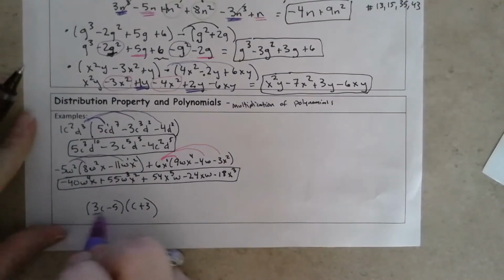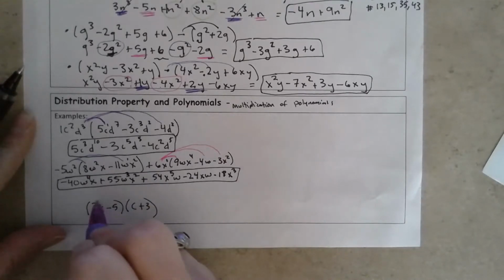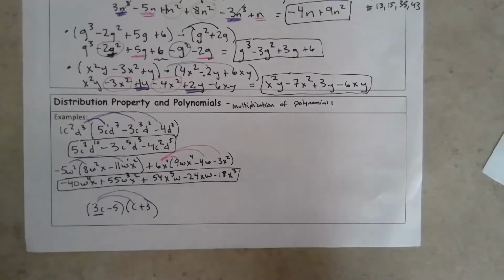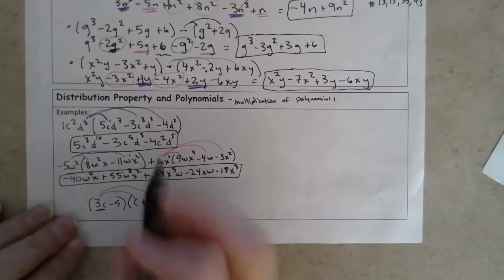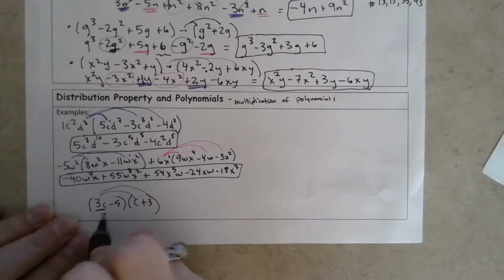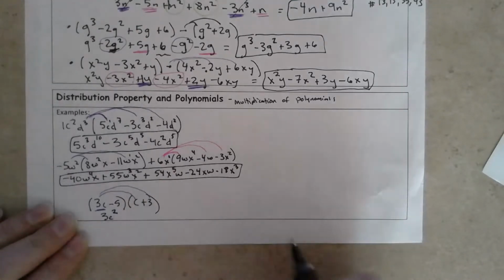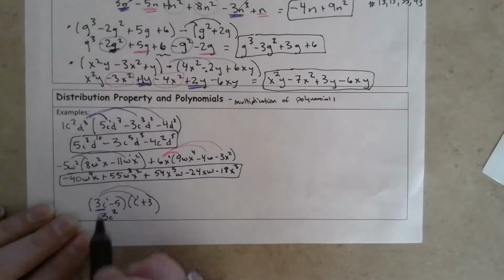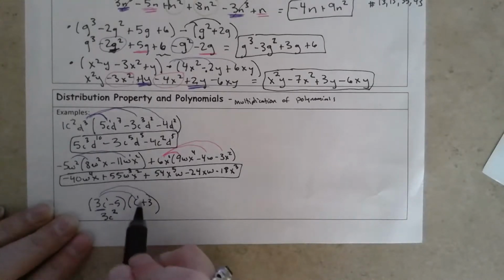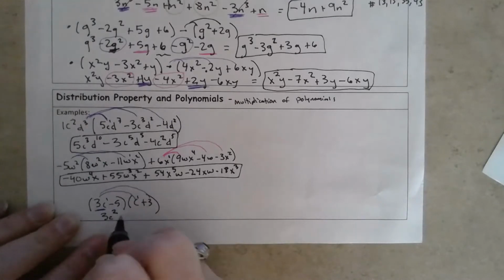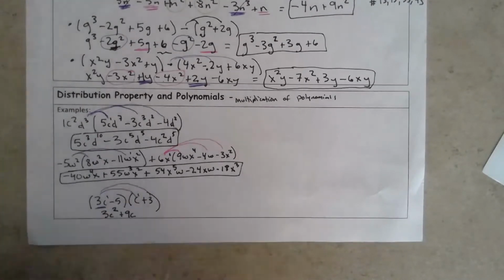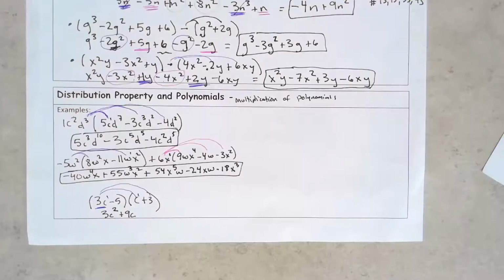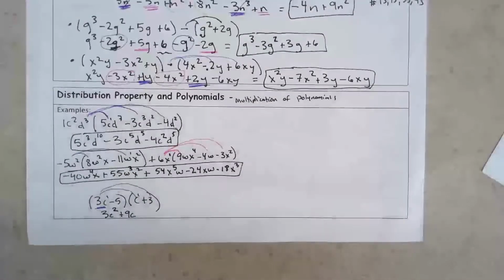So we're going to start here with the 3c. The 3c is going to get multiplied to both of those terms. So 3c times c is 3c squared. Okay, because again these are exponents of 1 and we add those. Then 3c times positive 3 is 9c. Okay. Sorry, my lights came back on.